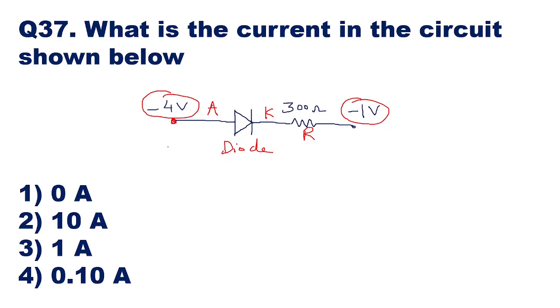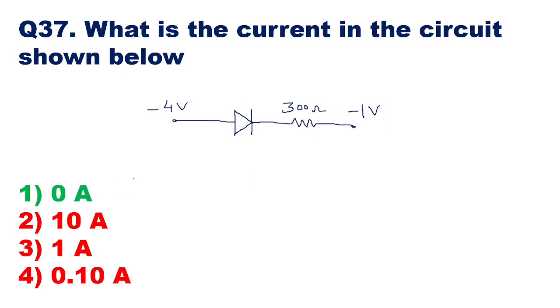Now here if you see, minus 4 volt is less than minus 1 volt. That means the voltage applied at anode is less than the voltage applied at cathode. Therefore, this diode is going to be reverse biased. And when it is reverse biased, there is no current flowing through the diode, and therefore the current in the circuit is 0 ampere. So here out of these 4 options, the first option is the right answer, that is 0 ampere. So here you can see 0 ampere is the correct answer.